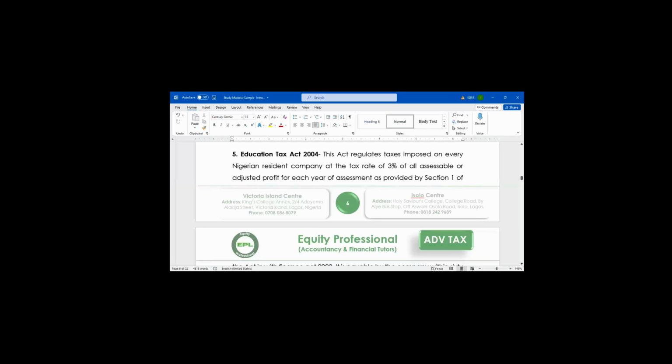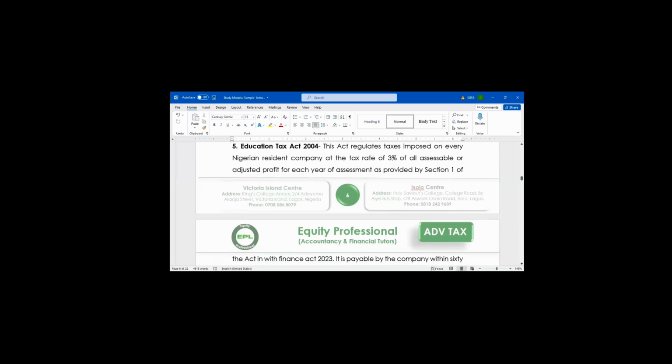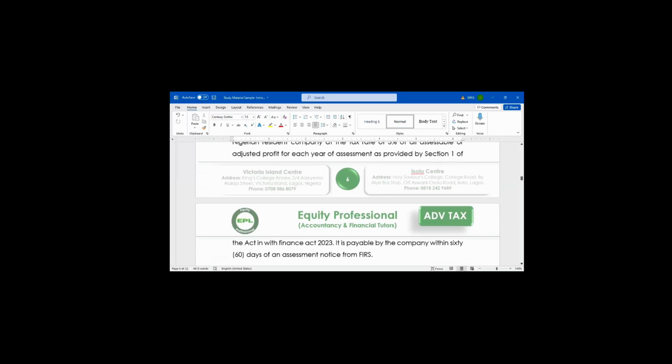So education tax is paid by all companies, either petroleum company or any company. They must pay education tax, and they pay it based on their adjusted profit. Who collects education tax? Federal Inland Revenue. Once Federal Inland Revenue collects education tax, they will remit it to TET Fund, and that body will use it to construct buildings in public universities, public polytechnics, and public colleges of education.